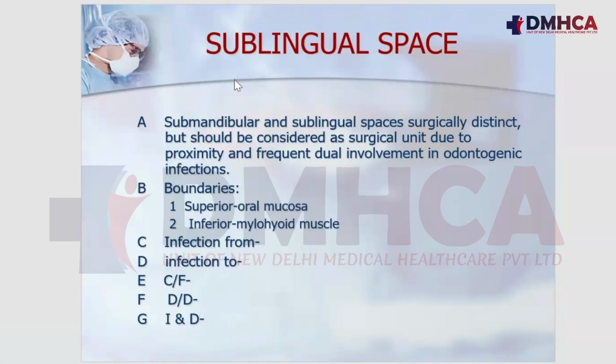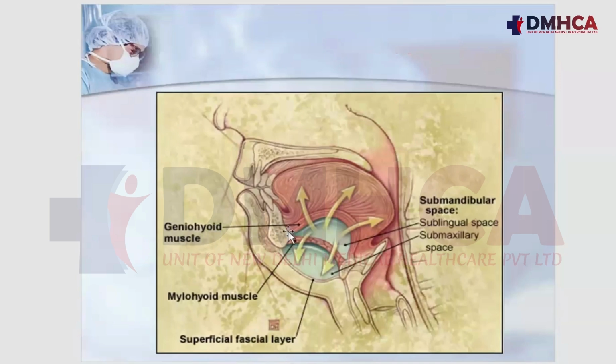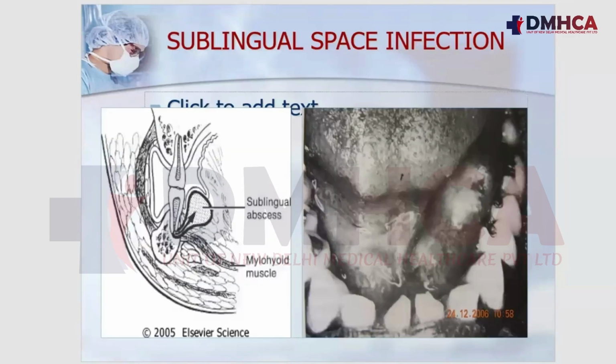Again, if we are talking about the sublingual space, it's a distinct space, but the point of incision is more or less the same. Submandibular and sublingual spaces are surgically distinct, but should be considered a surgical unit due to proximity and frequent dual involvement in odontogenic infection. Here, superiorly there is the geniohyoid muscle, it is limited by the mylohyoid muscle, and posteriorly the hyoid bone. For the submandibular region we mostly see swelling extraorally, but at sublingual spaces the swelling is at the lingual vestibule.